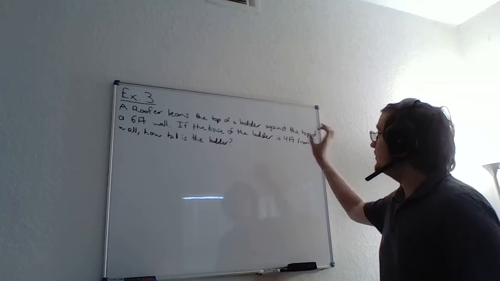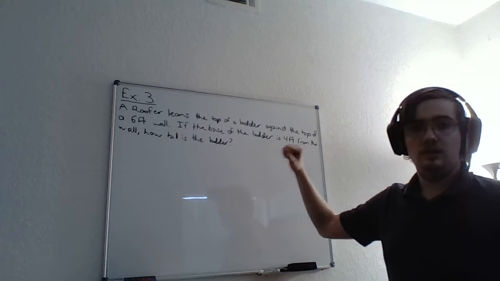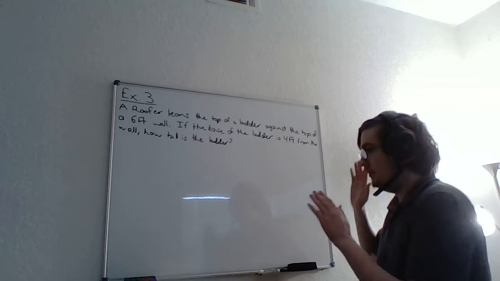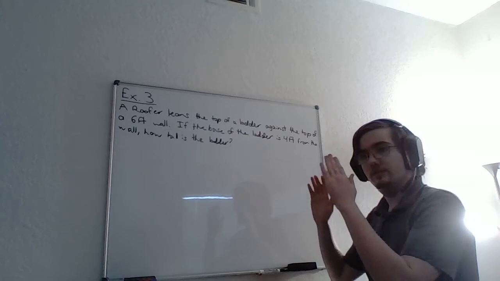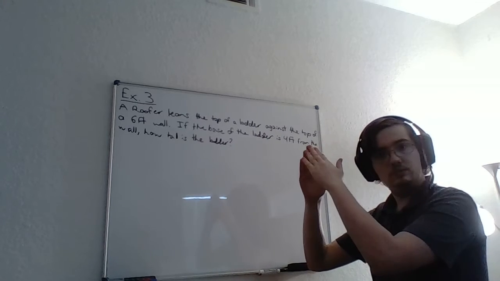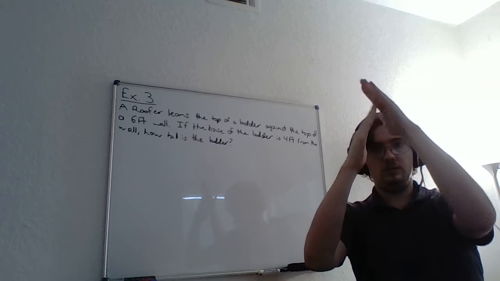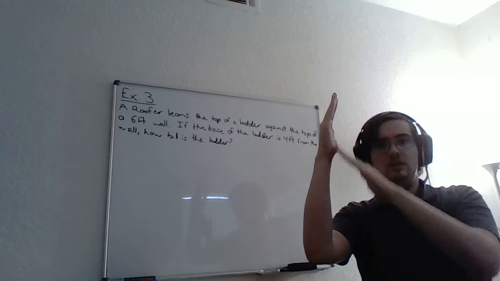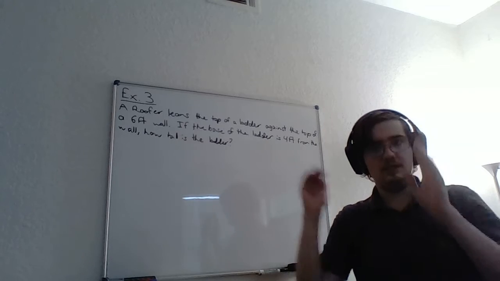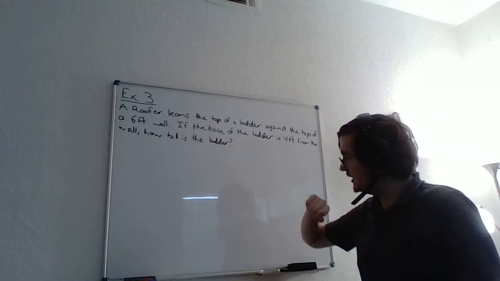Okay, so the roofer leans the top of a ladder against the top of a 6-foot wall. So what that means is that the very end of the ladder is touching the very top of the wall. It's not like the ladder's up like that, or the ladder's down the wall a bit. It's like this. Okay, so we know that much. And we know that the wall is 6 feet tall.